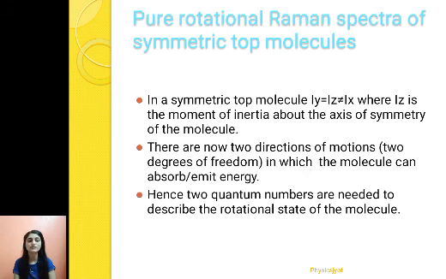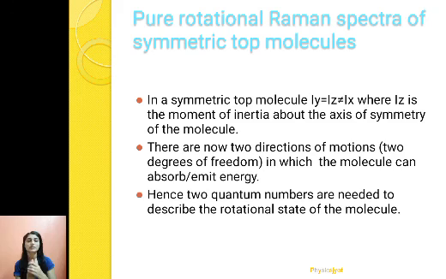So we know that in case of a symmetric top molecule, the principal moments of inertia along the x, y and z axes are such that the principal moment of inertia along the y axis and z axis are equal, and not equal to the principal moment of inertia along the x axis. And Iz is the moment of inertia about the axis of symmetry of the molecule. Now here, as we have principal moment of inertia along the y, z axis and x axis as well, there are two directions of motion, or we can say there are two degrees of freedom in which the molecule can absorb or emit energy.